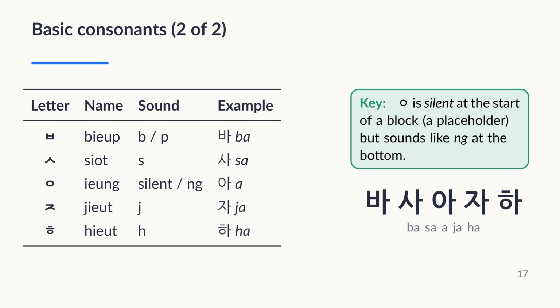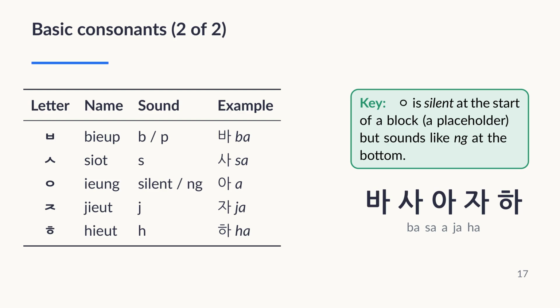It is called iung, and it is drawn as a simple circle. At the start of a block, this circle is completely silent. It is just a placeholder that fills the consonant slot when a syllable begins with a vowel sound. So the block that is a circle followed by the vowel A is pronounced simply a, with no consonant at all. Remember earlier we said a block must always start with a consonant. This silent circle is the trick that lets a syllable begin with a vowel while still obeying that rule.